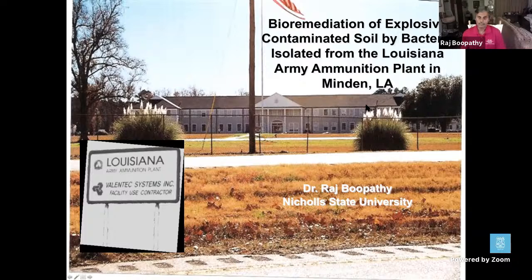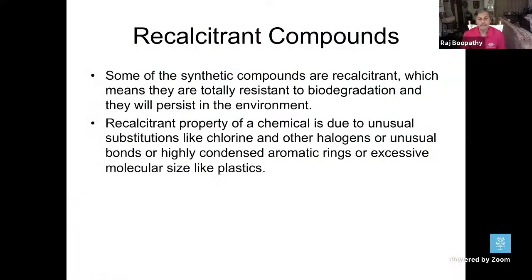So this particular one is about cleaning up explosive-contaminated soil at a particular ammunition site in the town of Minden, Louisiana. This TNT was considered recalcitrant because this compound has been sitting there since the Second World War, from the 1930s. During the production for the Second World War, this compound started being produced at that site. But the compound is still there at a high concentration. Nothing happened to it. So they classified it as recalcitrant.